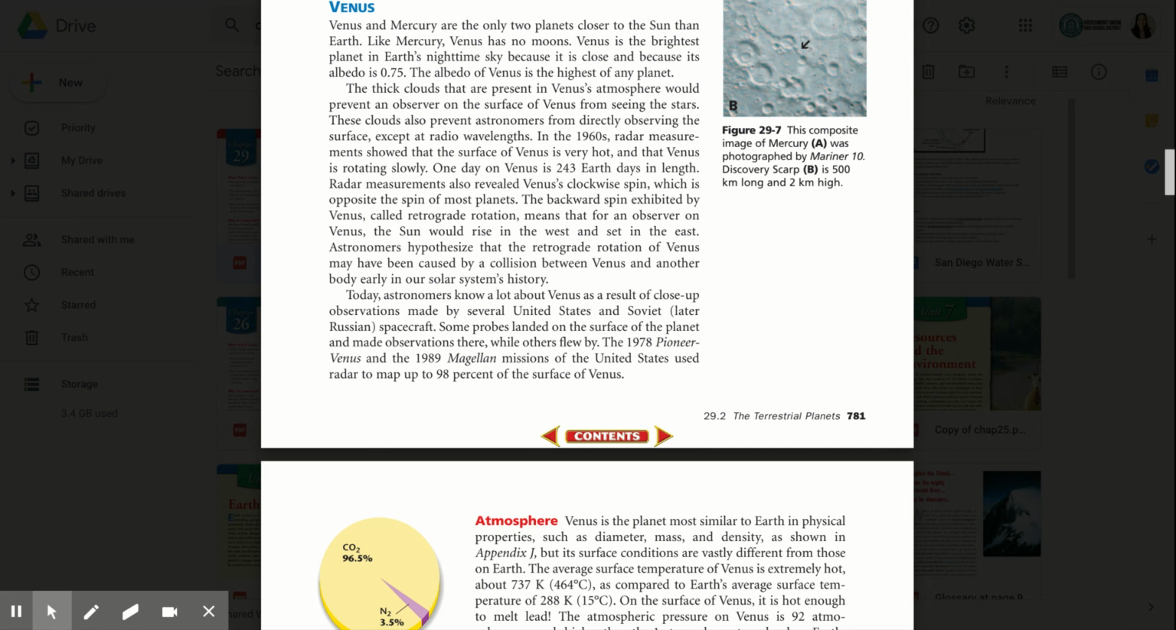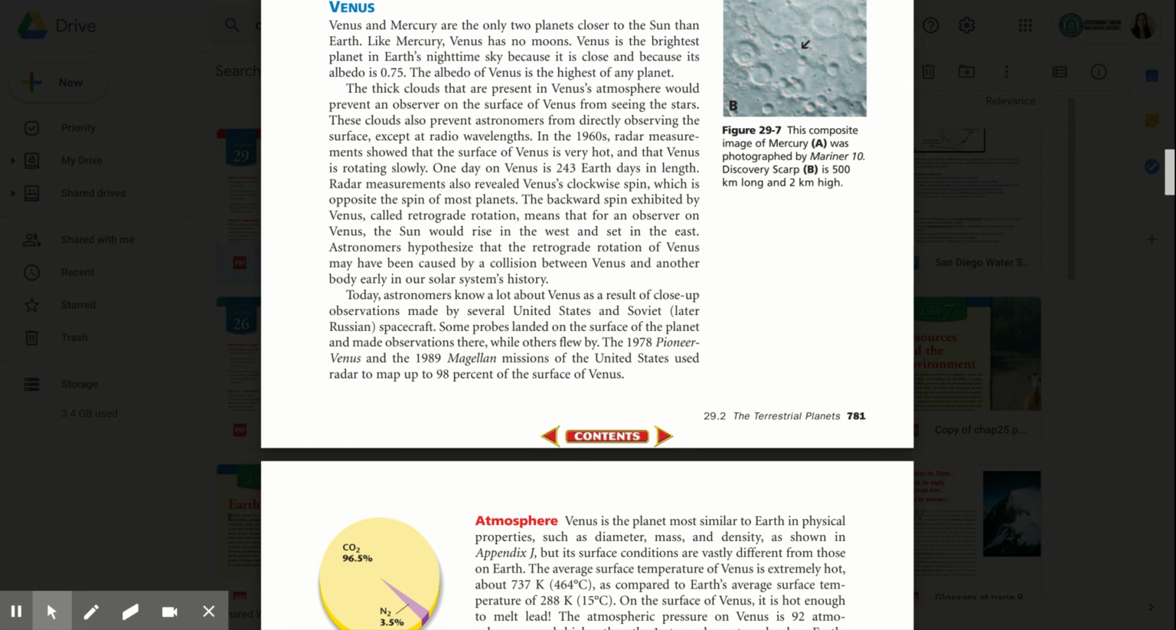The thick clouds that are present in Venus's atmosphere would prevent an observer on the surface of Venus from seeing the stars. These clouds also prevent astronomers from directly observing the surface, except at radio wavelengths. In the 1960s, radar measurements showed that the surface of Venus is very hot and that Venus is rotating slowly. One day on Venus is 243 Earth days in length. Radar measurements also revealed Venus's clockwise spin, which is opposite the spin of most planets.